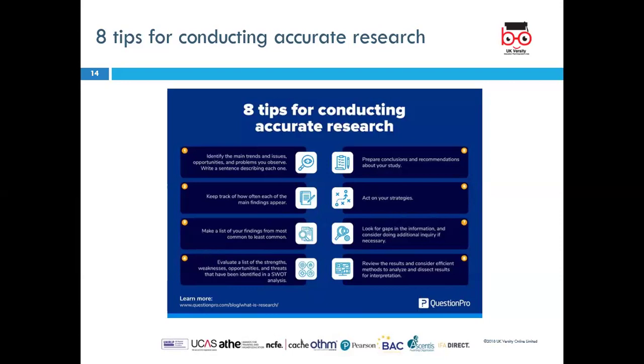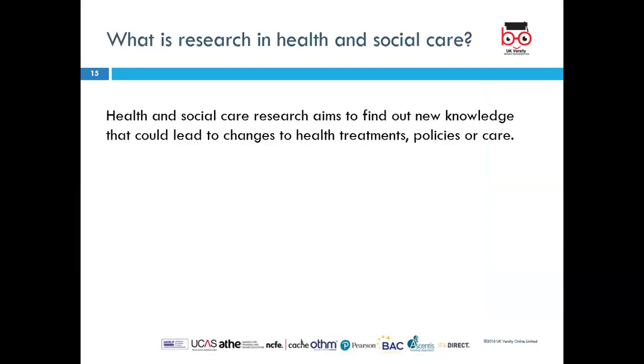Evaluate a list of the strengths, weaknesses, opportunities, and threats. This is the SWOT analysis that you do. Prepare conclusions and recommendations about your study. Act on your strategies based on those conclusions. Look for gaps in the information and consider doing additional inquiry if that's necessary, so you can have a second study based on this study. And then review the results and consider efficient methods to analyze and dissect results for interpretation.